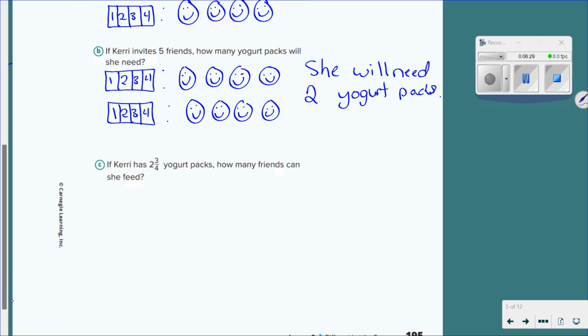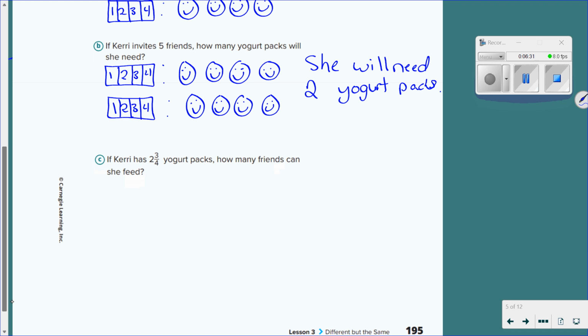All right. If Carrie has 2 3/4 yogurt packs, how many friends can she feed? So I have 1 yogurt pack. 1, 2, 3, 4. 2 yogurt packs. 1, 2, 3, 4. 3 yogurt packs. 1, 2, 3. And Carrie got hungry on the way home from the grocery store, so she ate this one. It's no longer there. Okay?